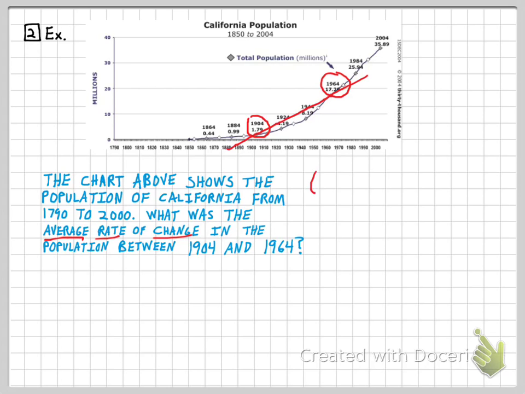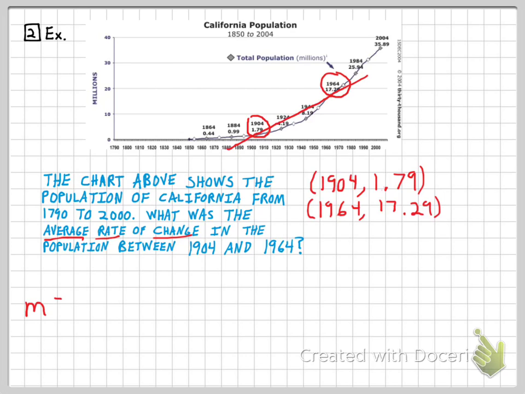So I'm actually going to copy those down as points. I've got 1904 and the corresponding population 1.79 million, and in 1964 I have the population of, it's a little hard to read, but it's 17.29 million. And all we're going to do is figure out the slope between those 2 points.